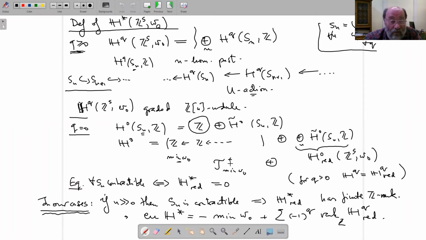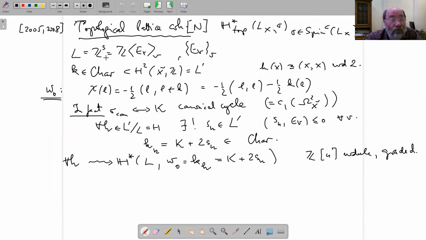So let's see the very first one. Yes, we still have time. So yes, this is the topological lattice cohomology. I defined this in 2005, 2008, a few articles. In 2005, only H0 was defined. In 2008, all the cohomology was defined. So again, what is the setup? What is the starting object?